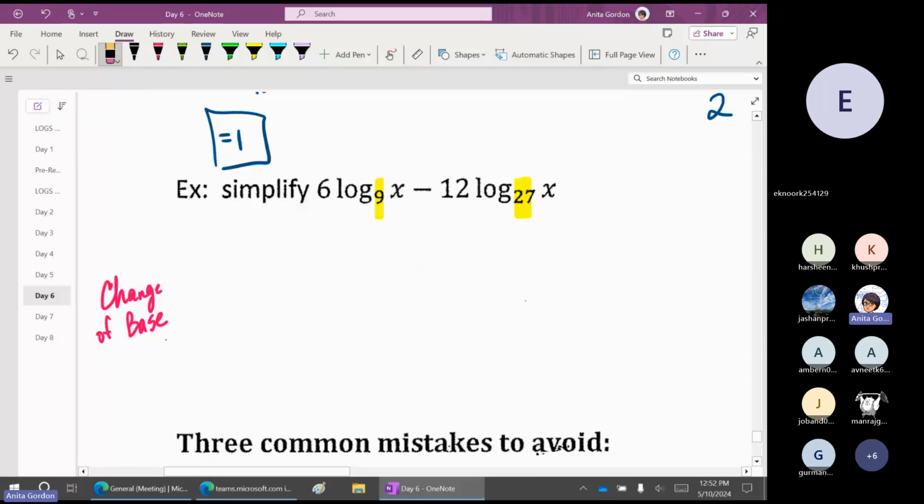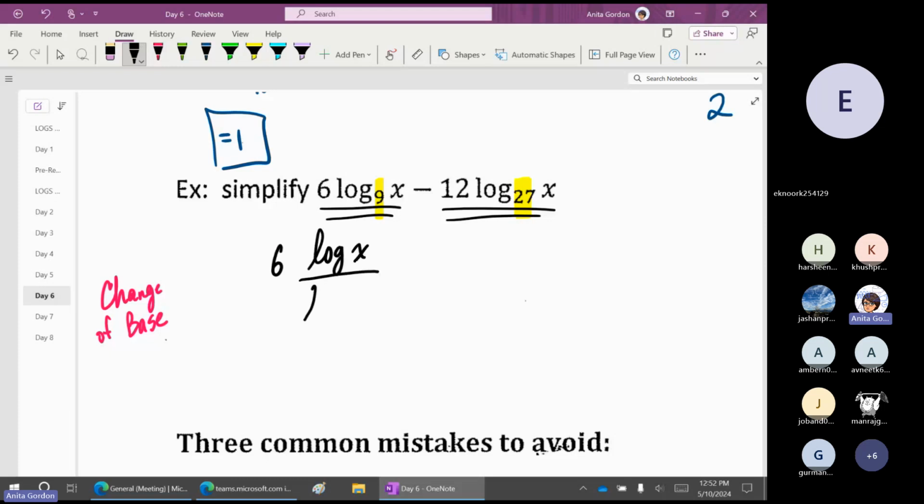Okay, I'm losing your guys' focus, so I'm just going to do it, okay? Okay, I see that both of these are not the same base, so I'm going to change the base, gentlemen, and make it base 3 because I know that they have a factor of 3 in common. So this is going to be 6 log base 3 of x over log base 3 of 9, minus 12 log base 3 of x over log base 3 of 27.